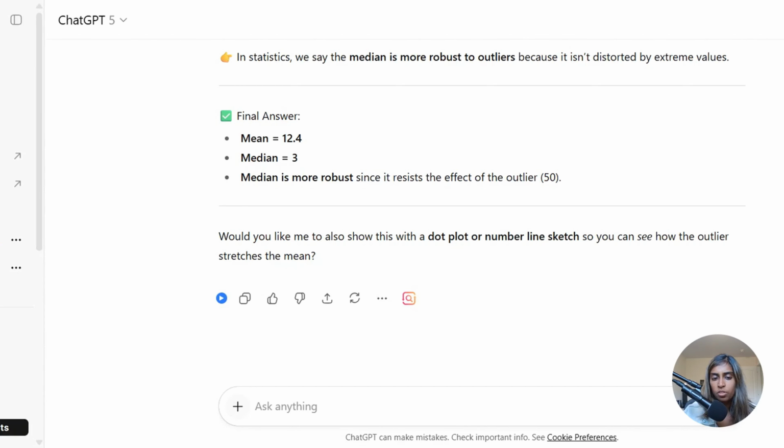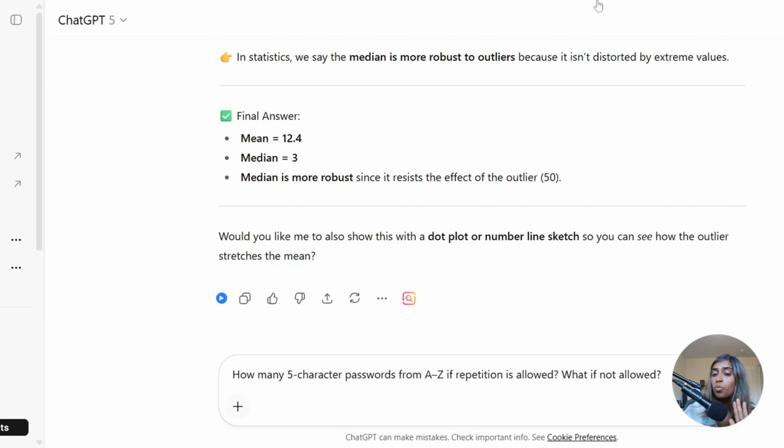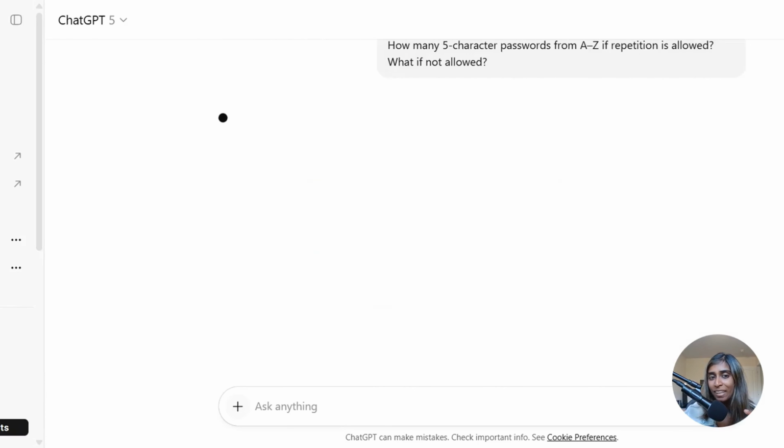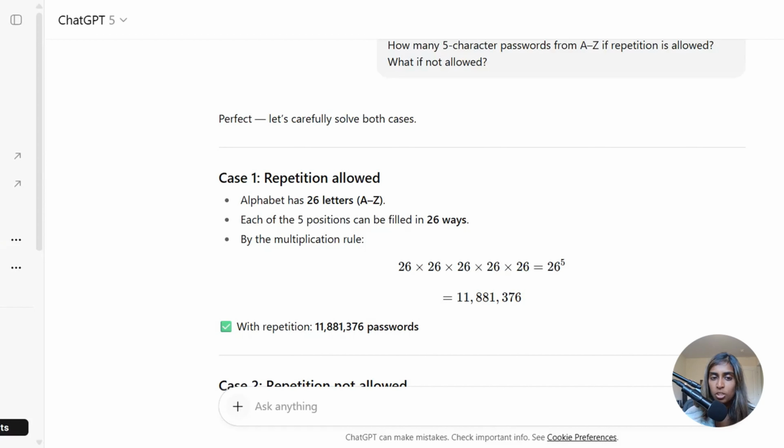Actually, I have 2 questions for discrete math. The first one is, how many 5-character passwords from A to Z if repetition is allowed? What if it's not allowed? Those were what I was struggling the most with in math. So having ChatGPT here is really going to help, especially being able to ask, hey, give me 5 other practice questions, things like that. I will say a tip for this section is when learning counting, always ask ChatGPT to explain with a story, like arranging books or choosing ice cream flavors, because stories stick in memory better than formulae.